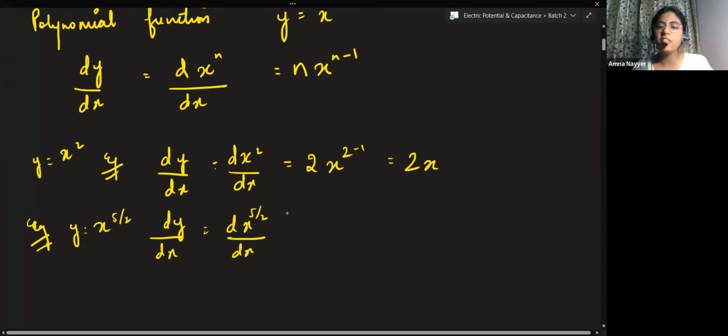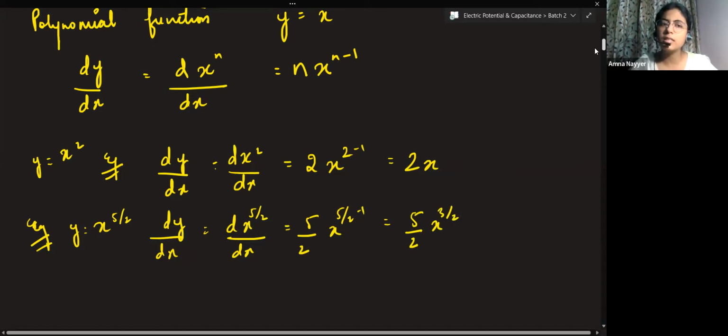Now, 5 by 2 is the constant that will come out. Now x will be left with the power 5 by 2 minus 1. So you have 5 by 2, x to the power 5 minus 2 over 2, that is 3 by 2. This becomes 3 by 2. You will have simple cases only in this chapter.